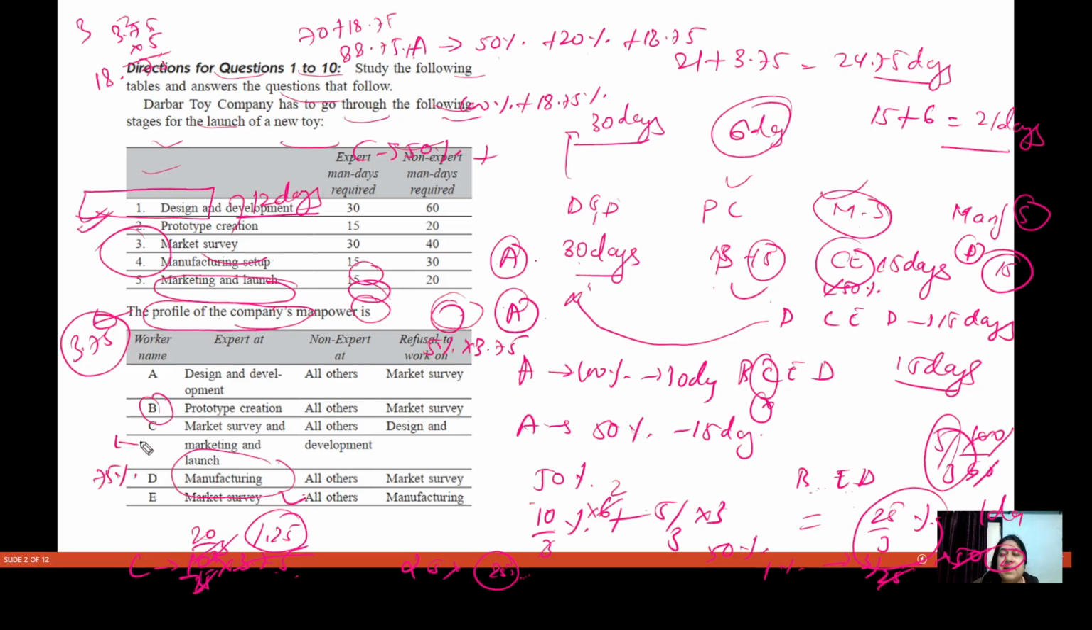We got B doing 118.75% of the work. And then we got this one as doing 88.75% of the work. Now let us see about D. What about D? So D is doing 100% of his work, and then D is coming and doing this design and development work also.